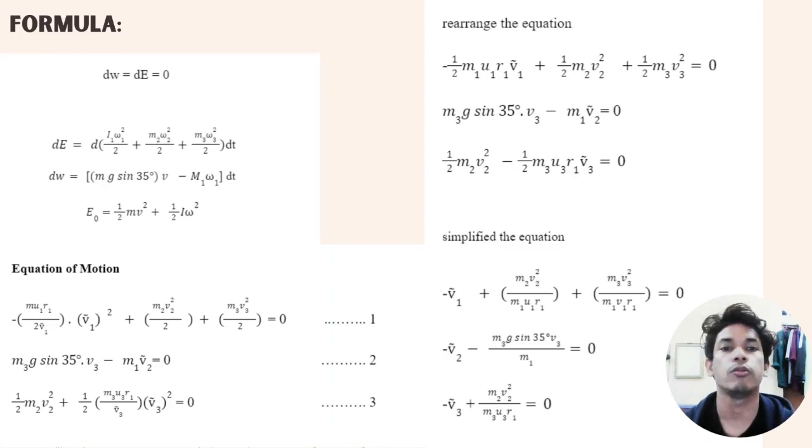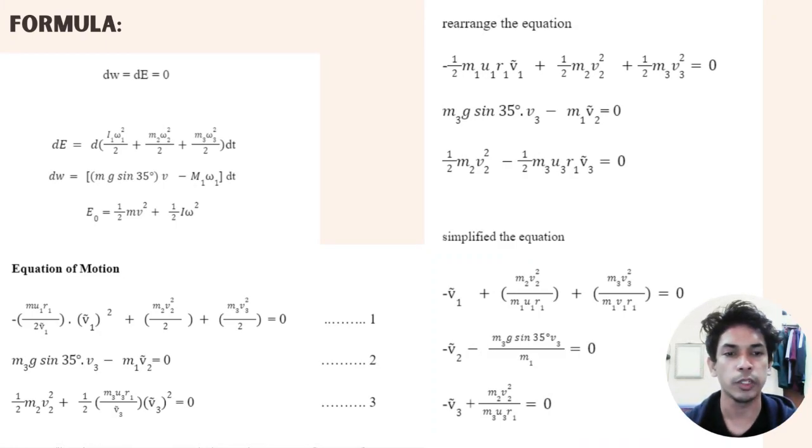For dW equal to m1 g sine 35 degrees multiplied with v minus m1 multiplied with omega 1 differential with time. So m1 is the mass of load, g is the gravity, and 35 degrees is the angle of tilt. Next, we move to the kinetic energy. The kinetic energy formula is 1 over 2 mv squared plus 1 over 2 I omega squared. So based on the formula and the parameter given, we proceed with equation of motion.